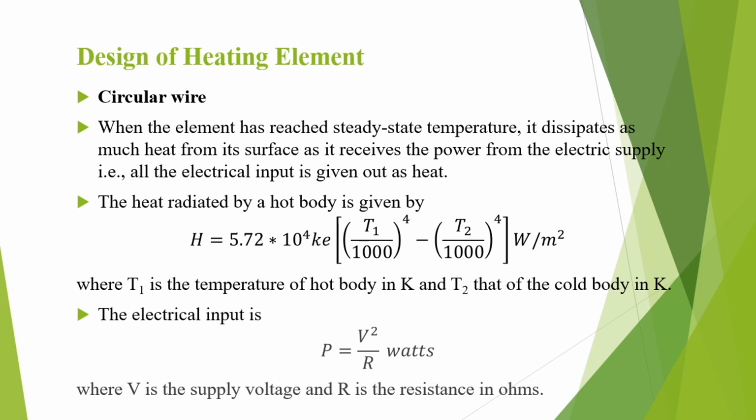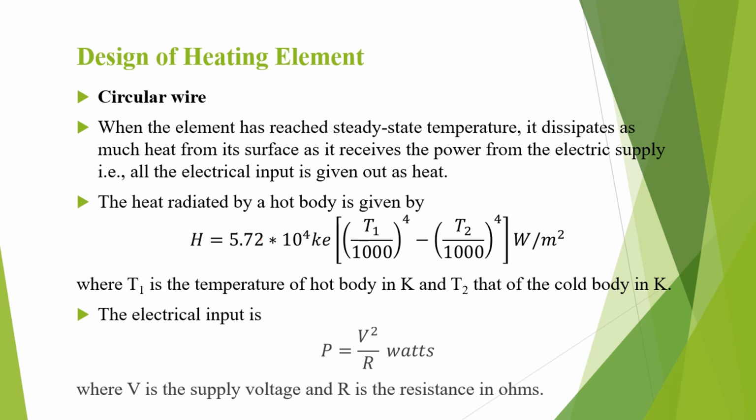When the heating element has reached its steady state temperature, it will dissipate as much heat from its surface as it receives from the supply. That is, all the electrical input will be given out as heat. So the heat radiated by the hot body is given by H equal to 5.72 into 10 to the power 4 Ke into (T1 by 1000 to the power 4 minus T2 by 1000 to the power 4) in watt per meter square, where T1 is the temperature of the hot body in Kelvin and T2 is the temperature of the cold body in Kelvin.